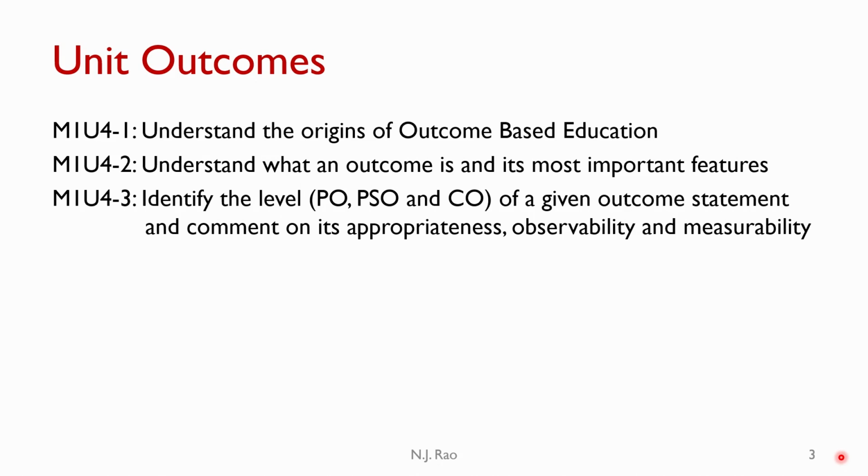It can be at the program level, it can be at a specific program level, or at the level of a course. So, we call them PO, PSO and CO. By looking at the outcome statement, I should be able to identify to what category that outcome statement belongs. And also one should be able to comment on its appropriateness, observability and measurability. These are the expected outcomes of this unit.